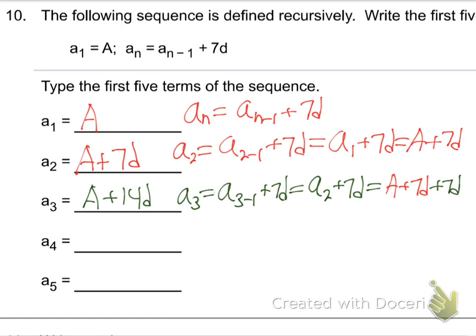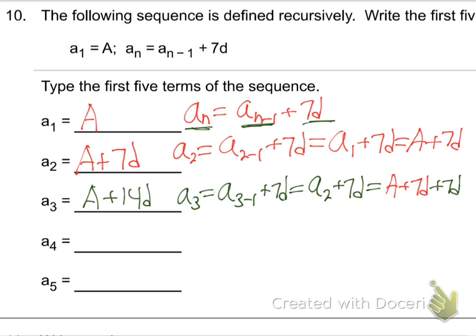Is that making sense? And the rest are the same. Just keeps adding 7d. Next one's going to be A plus 21d, and then A plus 28d. So it's just going to keep adding 7d. That's what this basically says. Any term is the previous term, add 7d. Makes sense? I'll move on if you're good.